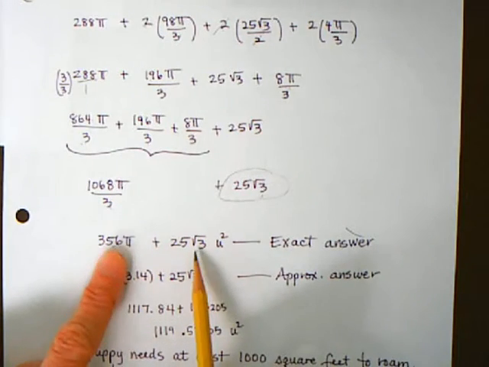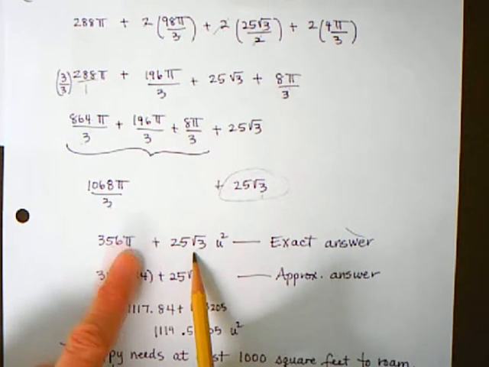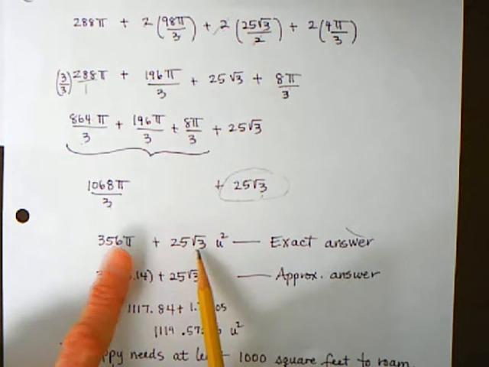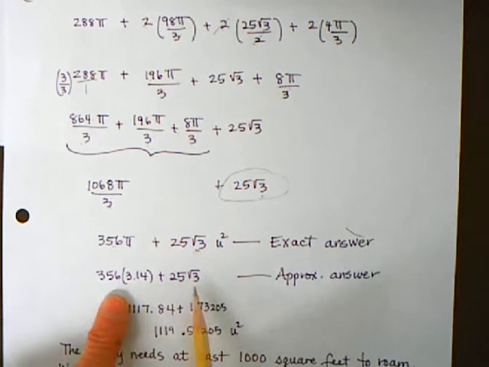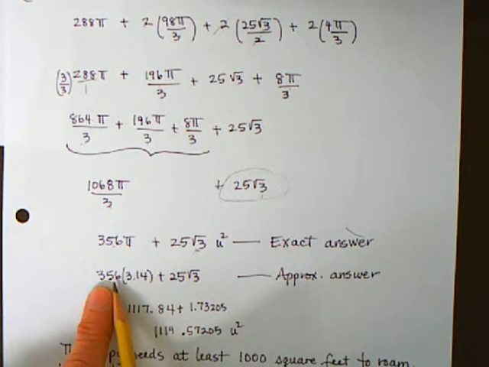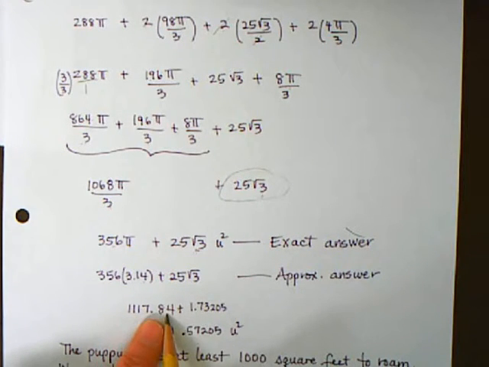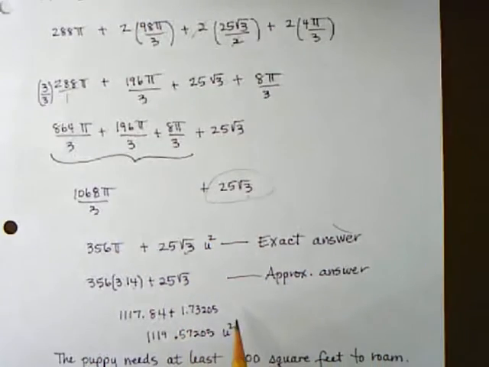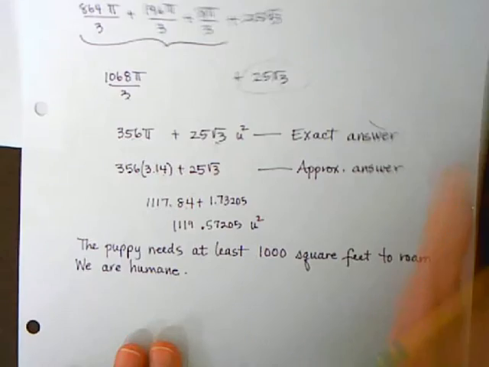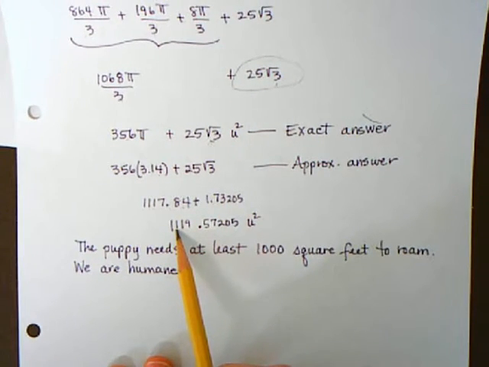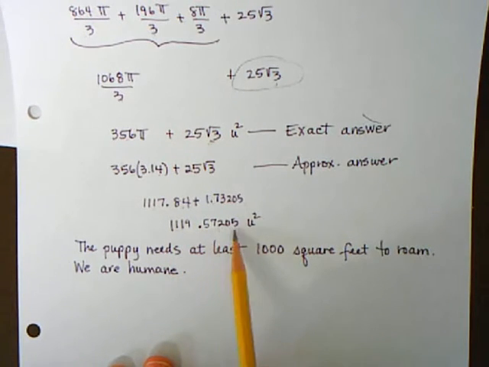I can't combine these anymore. I got little pi animals here and little radical 3 animals here, and they just don't work together, okay? So that's the exact answer. The approximate answer, I'm going to multiply 356 by the decimal approximation of pi that we like to use, which is 3.14. That gives me 1,117.84. And then 25 times radical 3 is 43.30127. Lots of numbers here. Adding these two guys together gives me 1,119.57205.